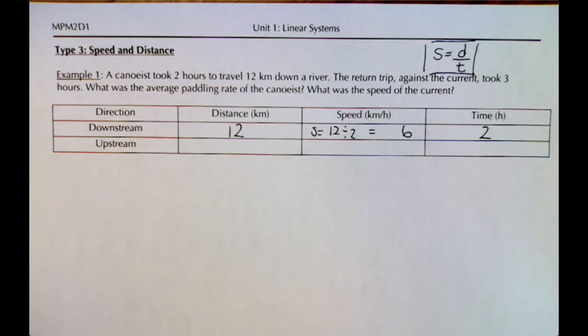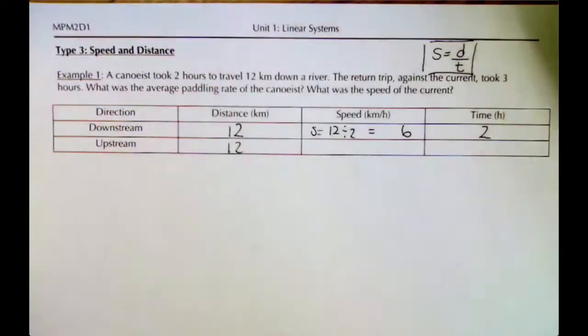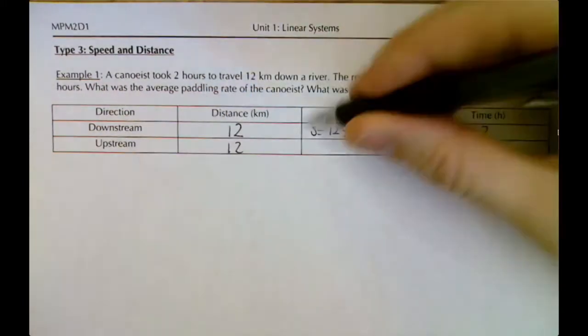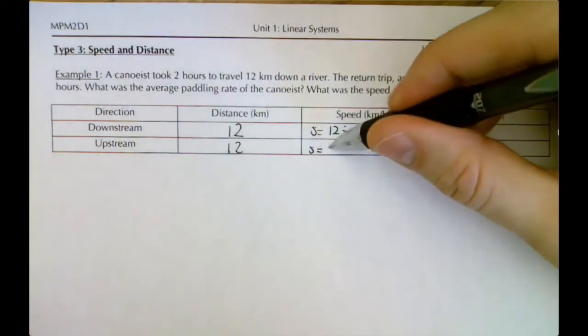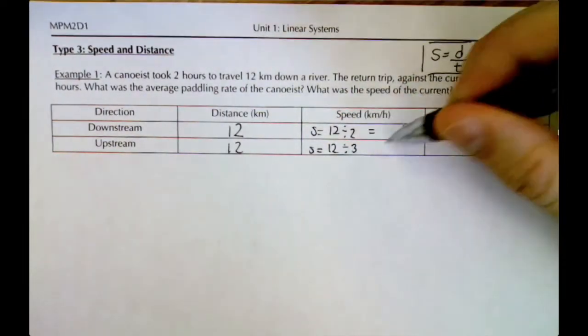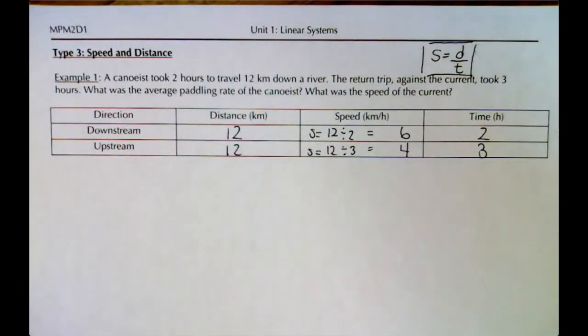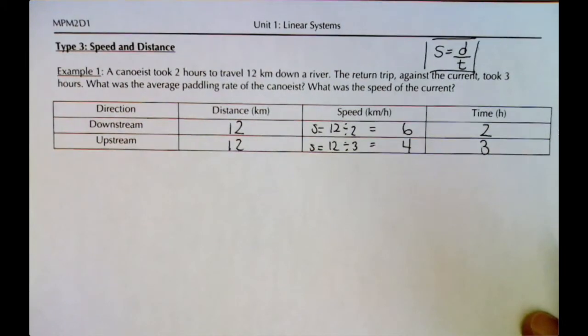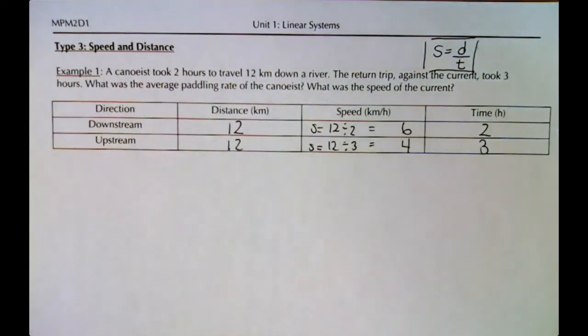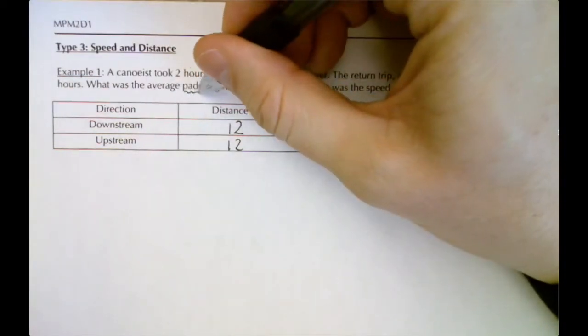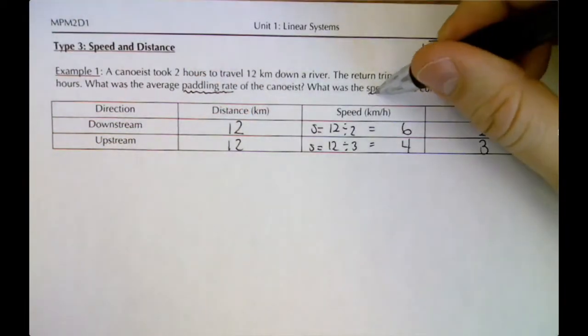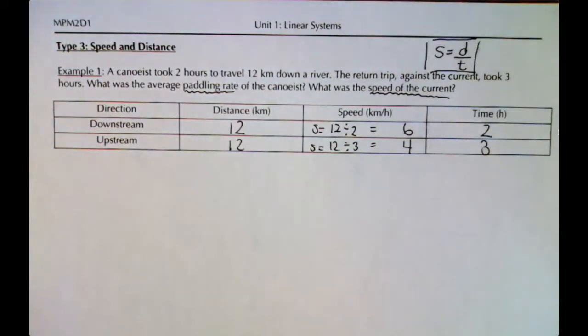Upstream, same distance, 12, but this time it took 3 hours. So our speed would have been 12 divided by 3, which is 4. Notice we're going slower upstream when we're paddling against the current, and that kind of makes sense because the speed that you're traveling when you're in a canoe going with and against the current has 2 parts. It has your paddling rate and the speed of the current. 2 different parts.